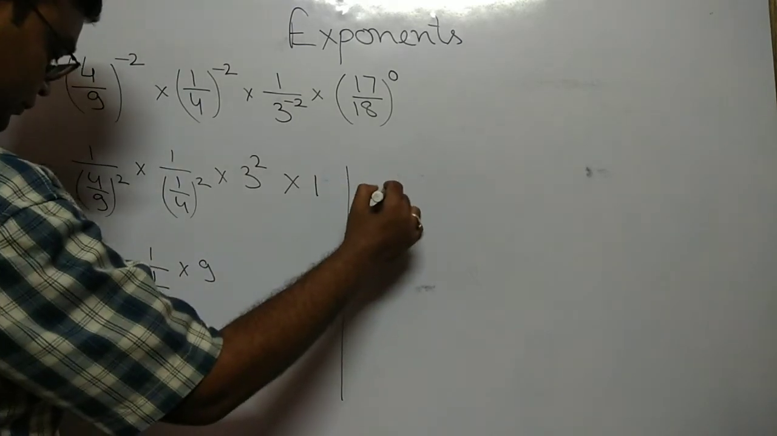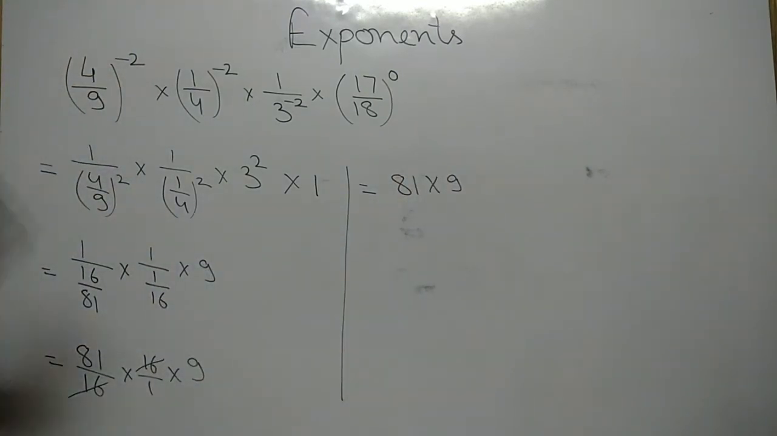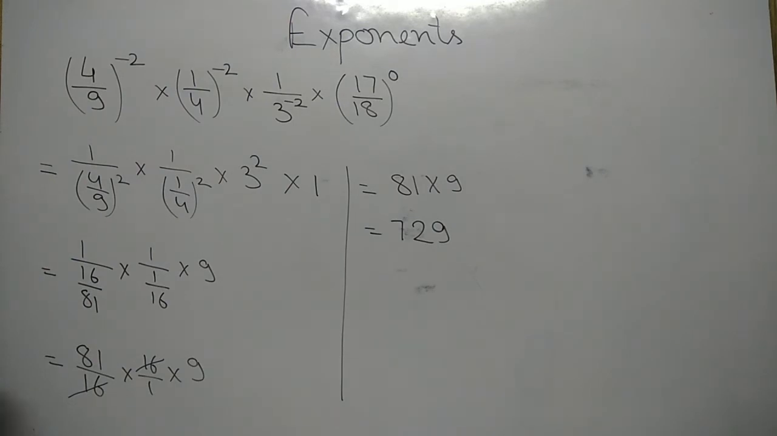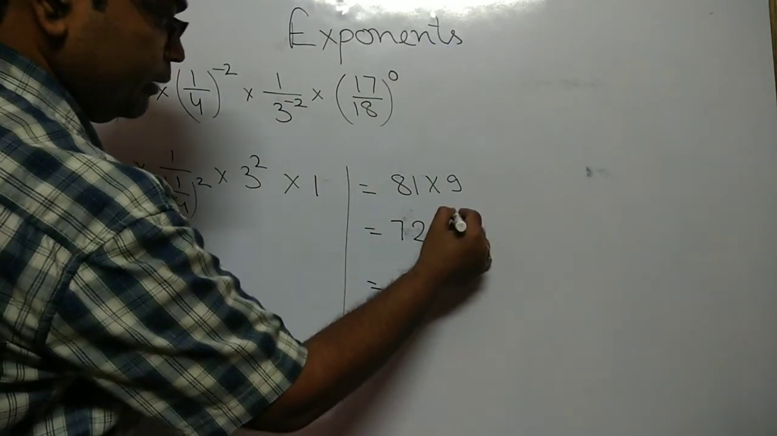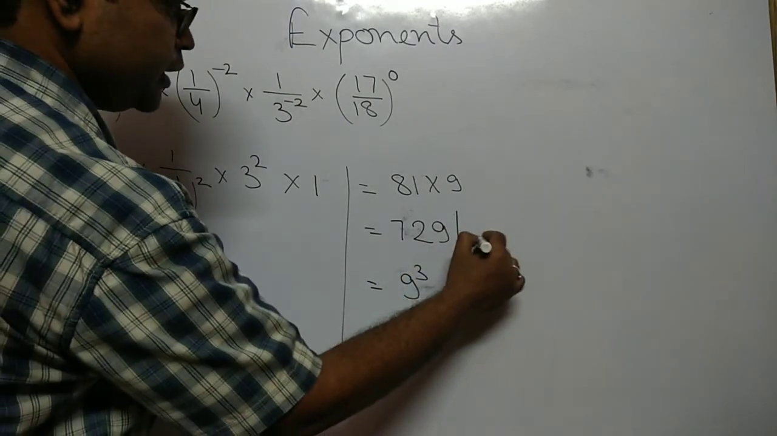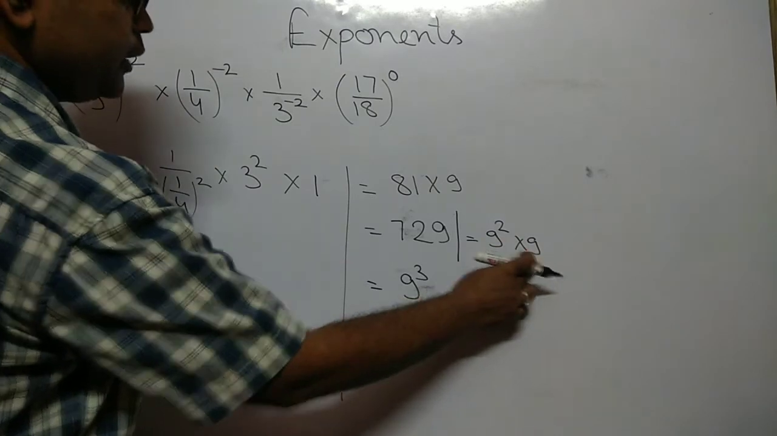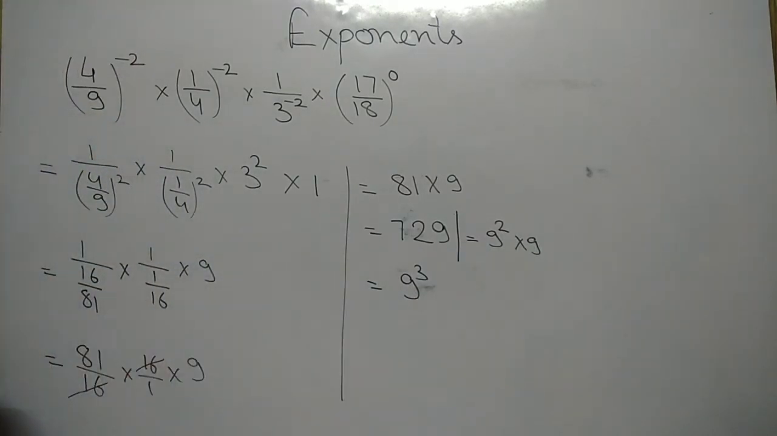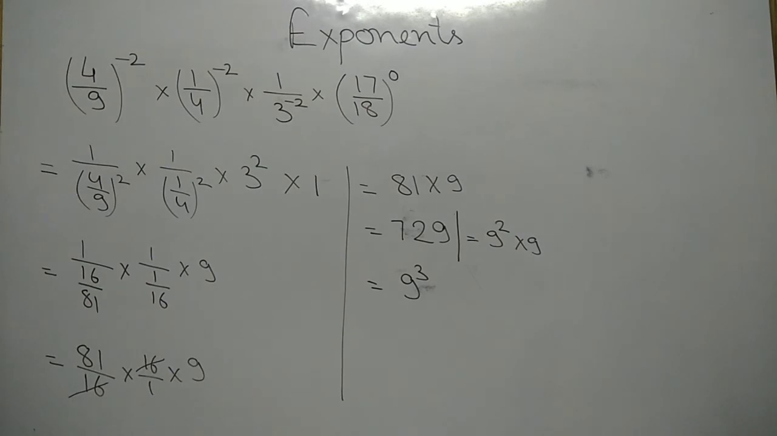Here we can write 81 into 9. Here you can either multiply, or you can see it's 9 to the power 2, here 9 to the power 1. We can write this as 9 to the power 3. In place of this you can write 9 to the power 2 into 9 to the power 2 into 9. Here if you see, the base is the same, the power is 2, and here the power is 1, so we can add. Either you can write up to here, or you can move to this part. Both ways are correct. Hope this one is clear to you. You can simplify some more problems given in your book.